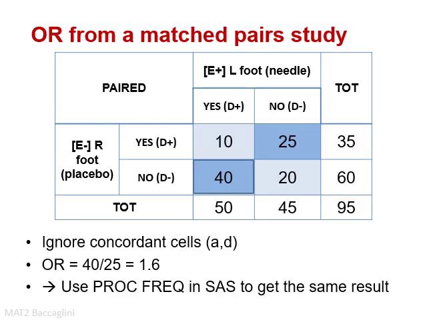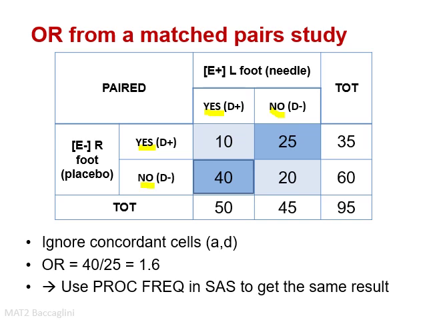So in this example, we're going to ignore the concordant cells. We have a pair design where the left foot got the needle and the right foot got the placebo. So this was for the acupuncture example. There was either a response or not. And take a look at the table, how it's been set up.